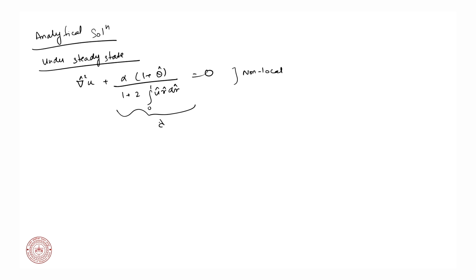this as lambda. If we take this as lambda, then for a circular membrane this is d square u hat by dr hat square plus 1 by r hat du hat by dr hat plus lambda equals 0. The solution for this, with the boundary conditions that u hat of 1 is equal to 0 and du hat by dr hat at 0 is equal to 0. These are our boundary conditions.